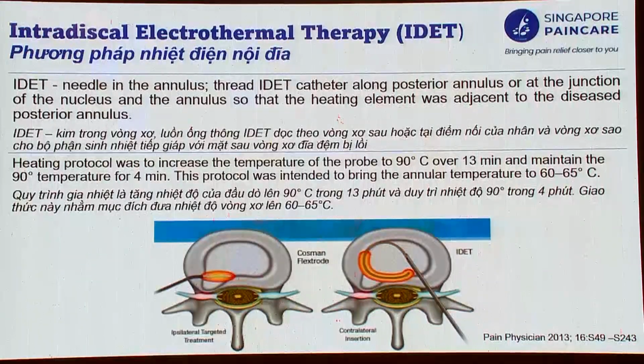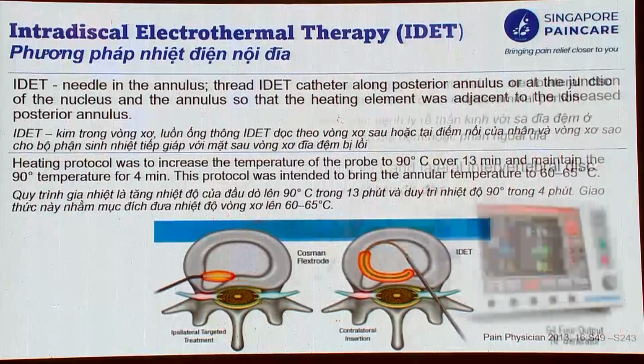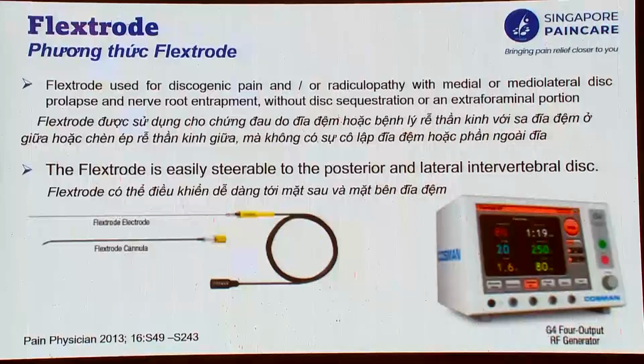So for IDAT itself, the principle is that they can apply a needle from a contralateral side of the disc and float the entire catheter to the posterior annulus, where the so-called pain generators are. It's not easy to float the entire catheter around, so in some cases it can be successful, in others it can be very difficult.